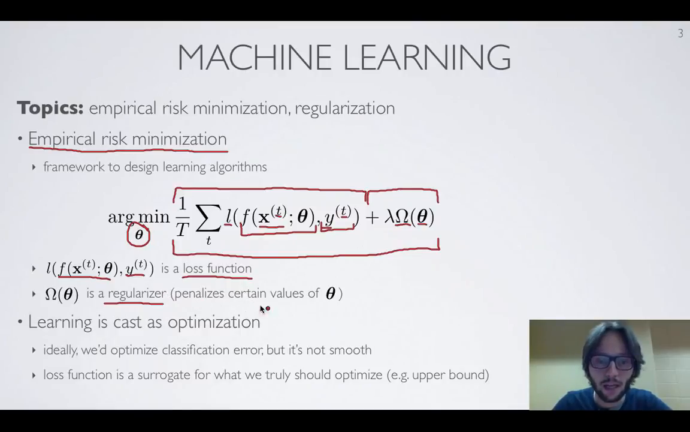What it does is penalize certain values of theta, certain values of my parameters, which for some reason we think are not good values, that will not work well when we try to solve problems on new examples. And then we have a parameter here, lambda, which is a hyperparameter that controls the balance between optimizing the average loss and optimizing the regularizer function. Because we have this argmin, we're really converting our problem into an optimization problem. We're trying to minimize a particular objective.